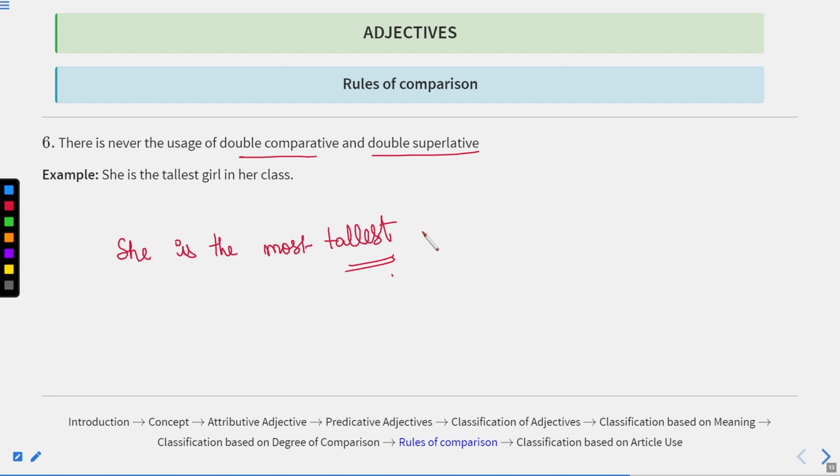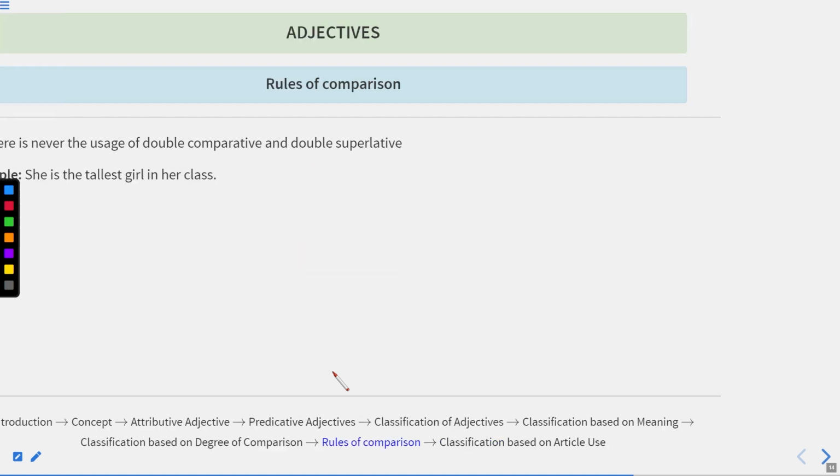Okay, she is the most tallest girl in her class. Now this sentence is incorrect. We should write tallest, not most. Okay, she is the tallest girl in her class. Okay, now let us move to the next one.